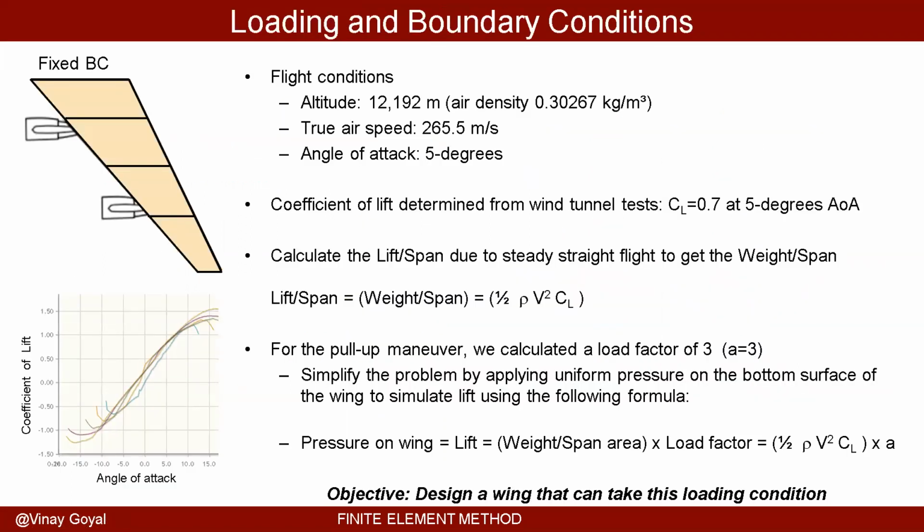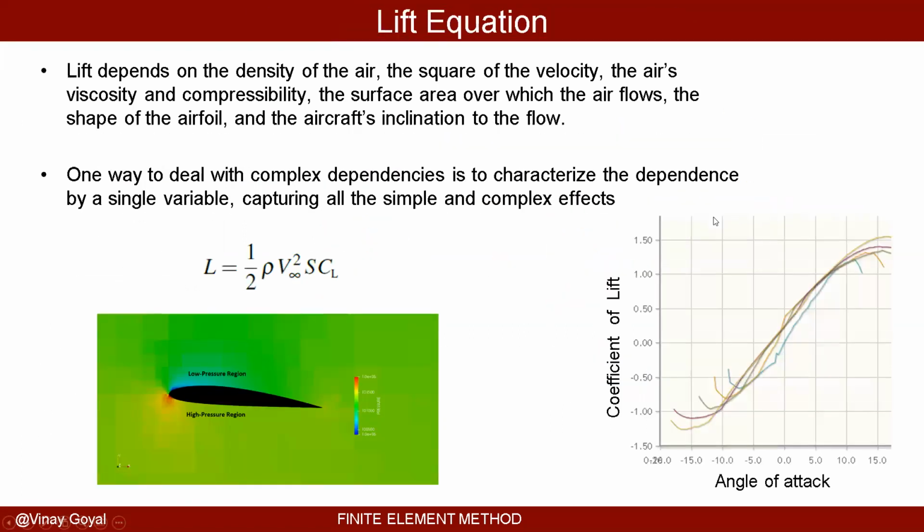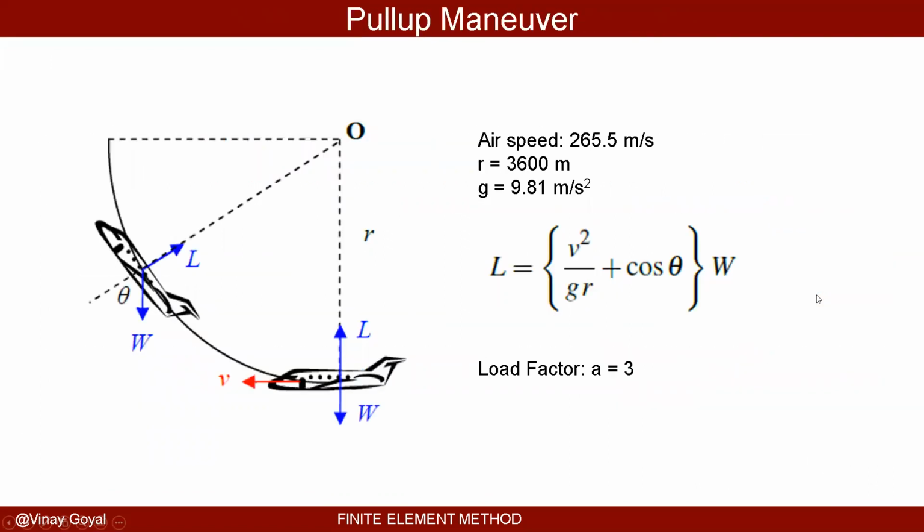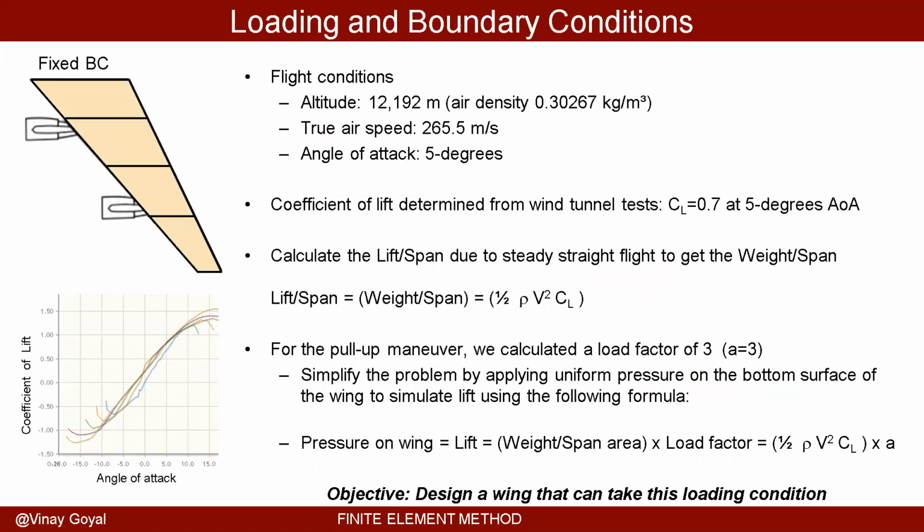In the analysis we'll be looking at, we'll be looking at a true airspeed of this amount. The angle of attack is 5 degrees. The coefficient of lift is determined from wind tunnel test as 0.7 at 5 degrees. You can see that here. At 5 degrees it is about 0.7. Not perfect, but that's just an analysis that we're going to do.